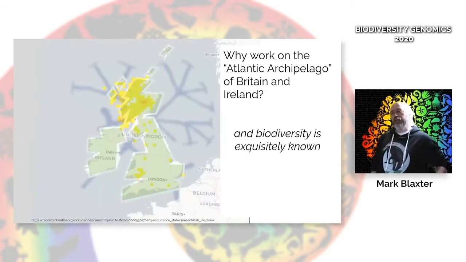A third reason for working on this group of islands is because we know so much about the biodiversity. This here is a map of the locations of golden eagles in Britain. And we have this for most of the species in the British list. So we know where they are. We have historical records of their diversity and their numbers. And so it's exquisitely understood where and when species are.